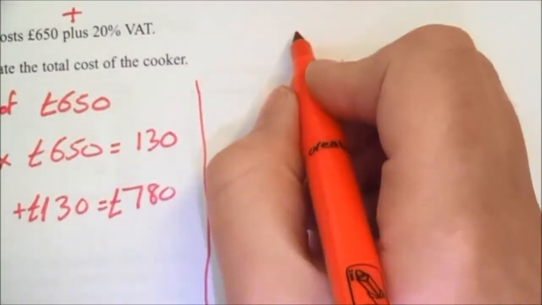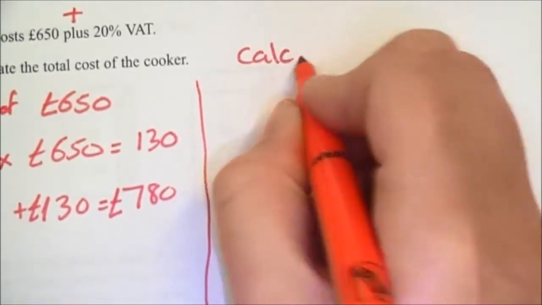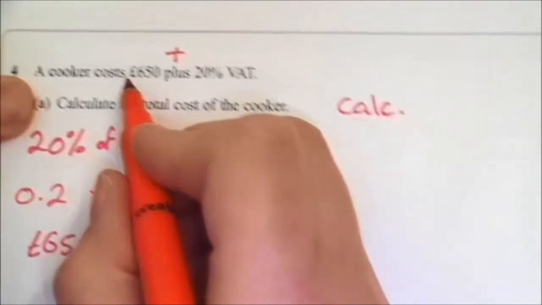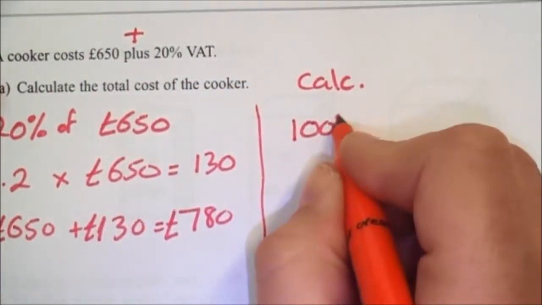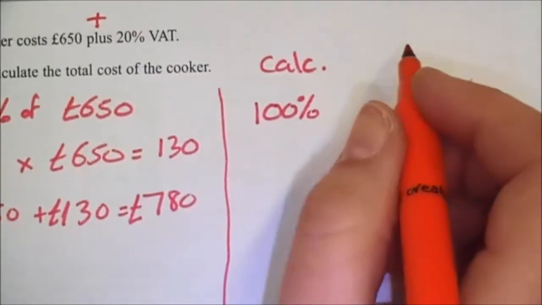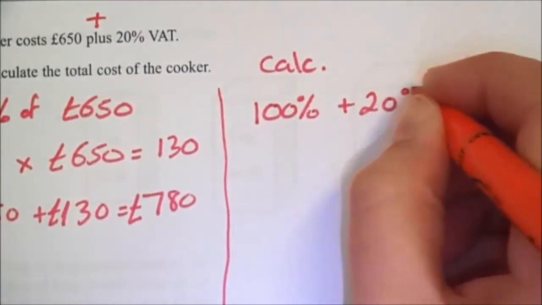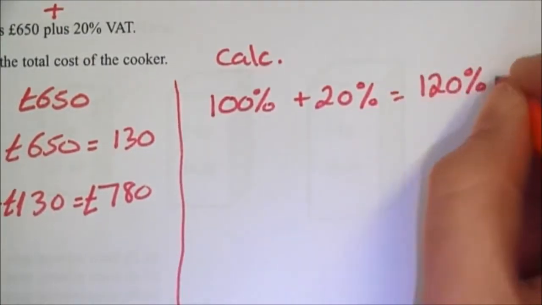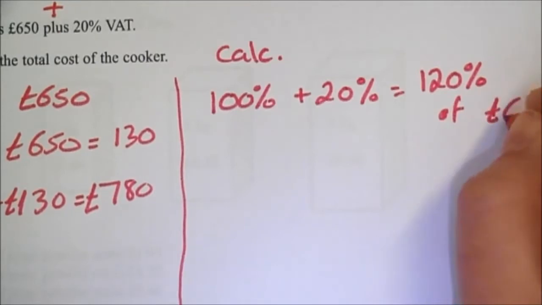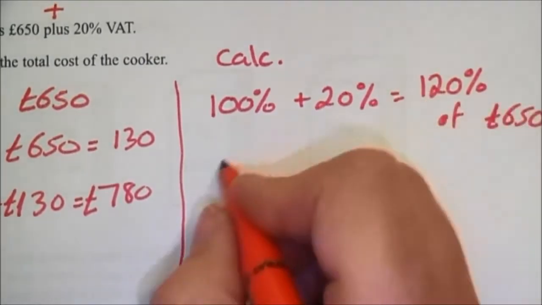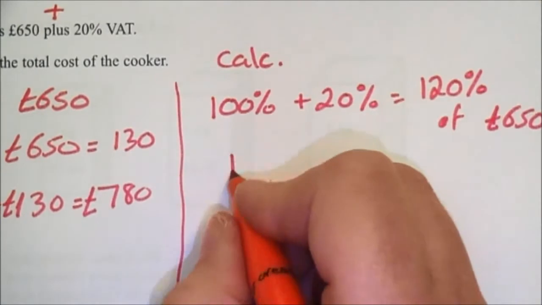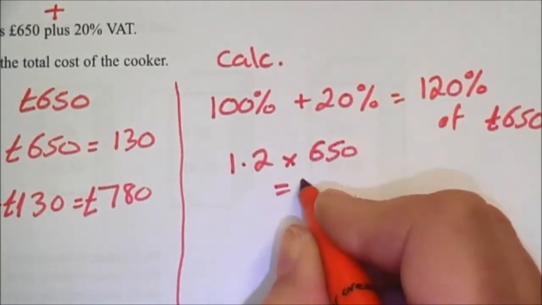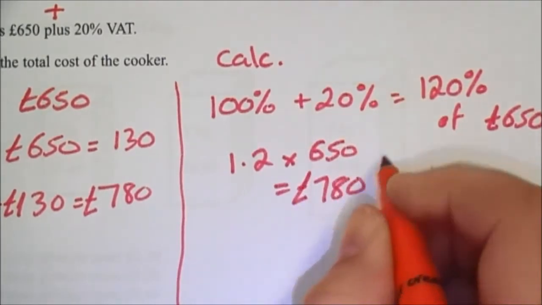The second way is going to be a pretty efficient calculator method, and that is by recognising that the original cost is going to be 100%. It's the full cost of the cooker. We're adding 20% to that, so overall we're dealing with 120% of £650, in which case it would be 120 divided by 100 is 1.2 times 650, and that would give me straight away my 780.